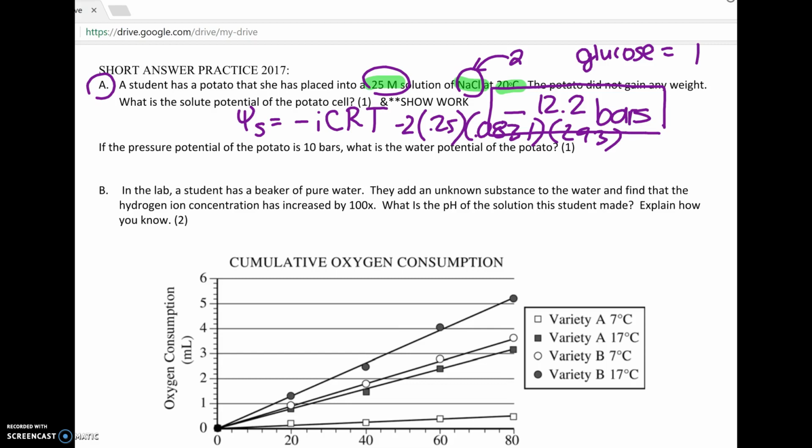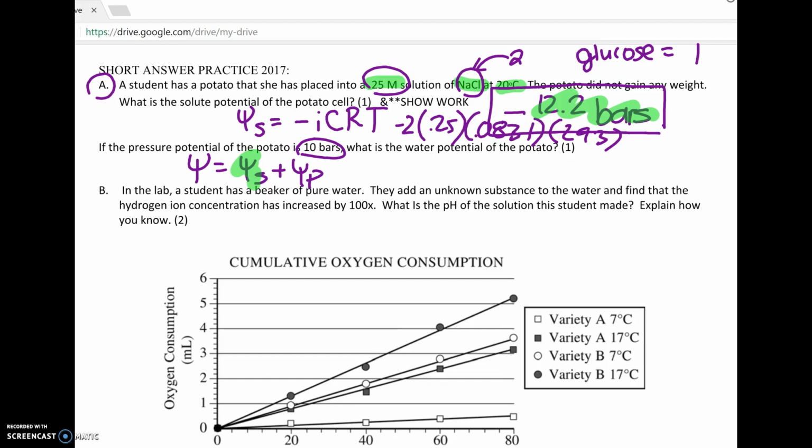The second question that you would be asked is, if the pressure potential is, and again, I'll probably change this number, 10 bars, what's the water potential? So the water potential is just the solute plus the pressure. Technically, if you get your solute potential wrong, you're going to obviously get the wrong answer for this also, but I'm not going to penalize you. If you understood to take your answer from here and plug it in as your solute potential, I'll give you credit, based on whatever you got.